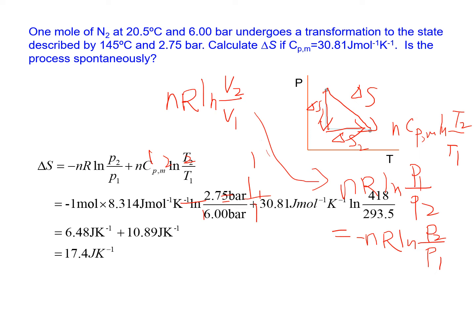So here, this is delta S1, this is delta S2. One is constant temperature expansion or compression. One is constant pressure heating. And the answer is 17.4 joule per Kelvin.